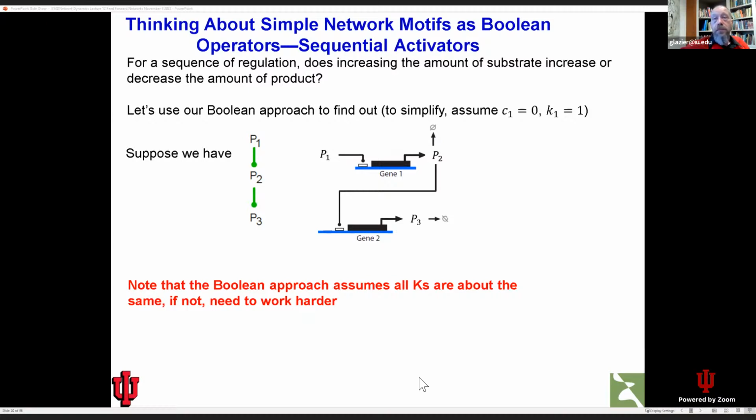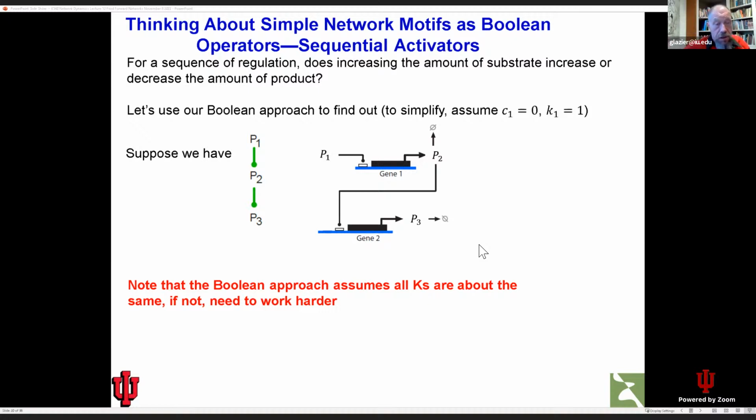Okay. So now we've done one step. Now we've got to cascade these together. Suppose P1 turns on P2, P2 turns on P3. I want to know what happens between P1 and P3.